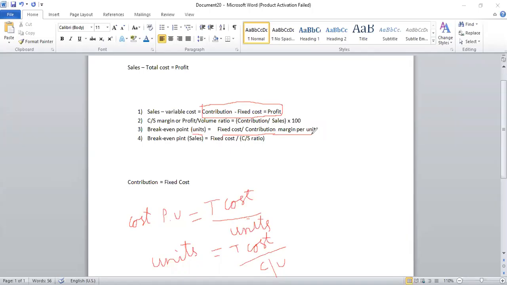Okay. If we are trying to find out the volume of sales or the amount of sales, then also we are trying to equate fixed cost and contribution margin, but then contribution is already converted as a percentage of sales. So contribution by sales ratio. So in the numerator we have fixed cost, in the denominator we have contribution by sales ratio. I hope I made sense and it's clear.